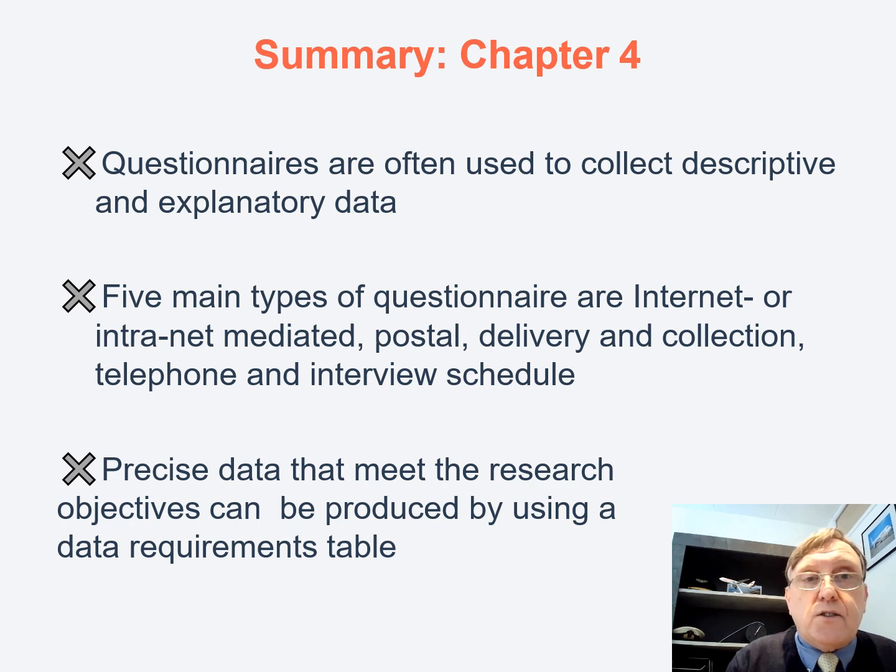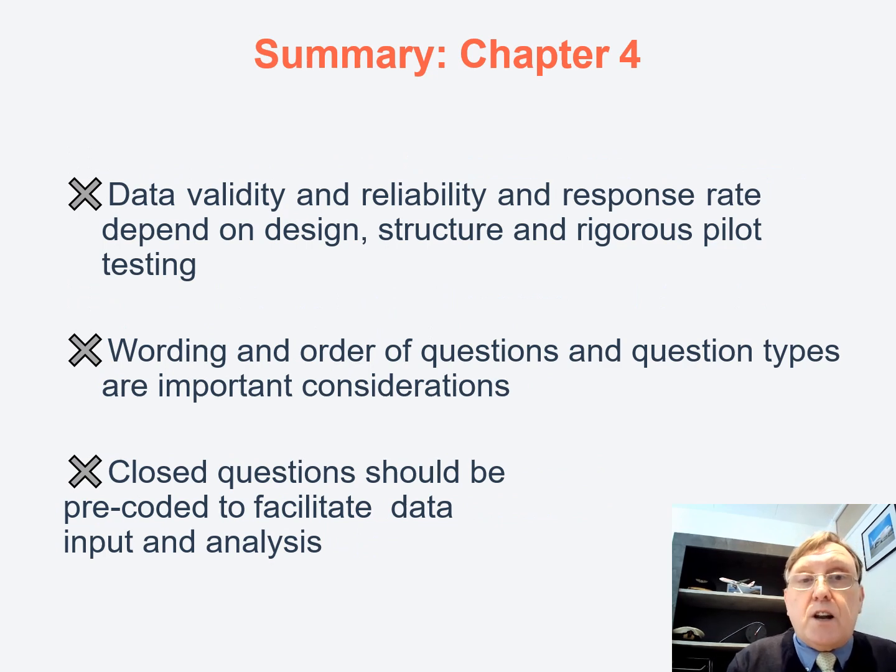So generally, to summarise the things that we've been talking about with questionnaires: questionnaires are often used to collect descriptive and explanatory data. There are 5 main types of questionnaire: internet or internet mediated, postal, delivery and collection, telephone and interview schedule. Precise data that meet the research objectives can be produced by using a data requirement table. Data validity and reliability and response rate depend on design, structure and rigorous pilot testing. Wording and order of the questions and question types are also important considerations. And closed questions should be pre-coded to facilitate data input and analysis.